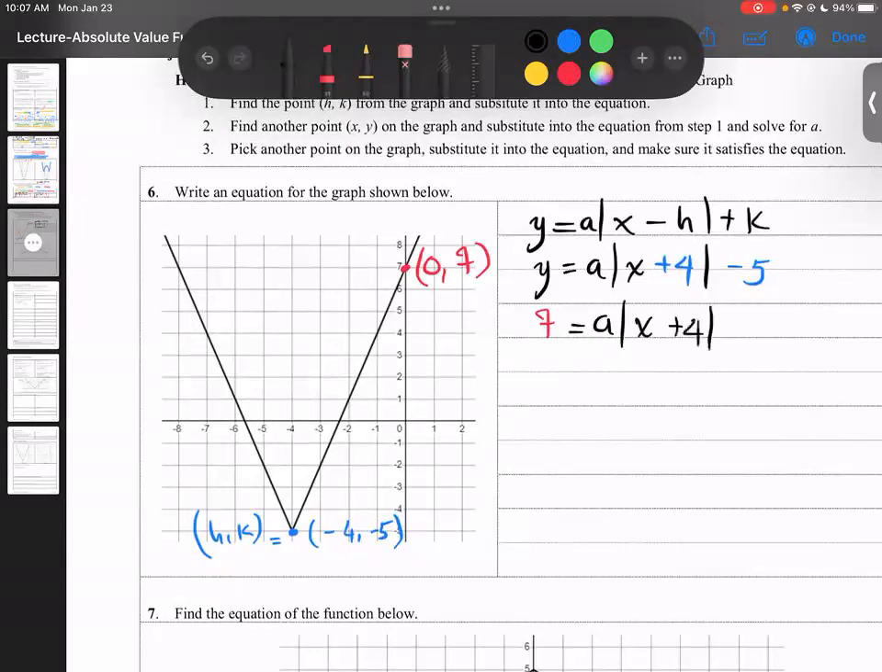And then, sorry, I'm going to plug in for x. So x is 0, minus 5. And then you solve for a. 0 plus 4 is 4. Absolute value of 4 is also 4. So 4a. 7 equals 4a minus 5. Add 5 to both sides. 4a equals 12. Divide both sides by 4. a equals 3.